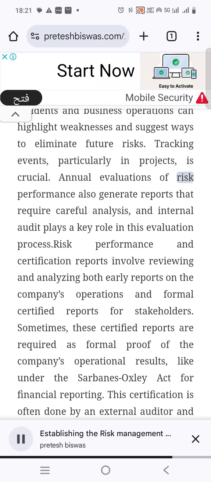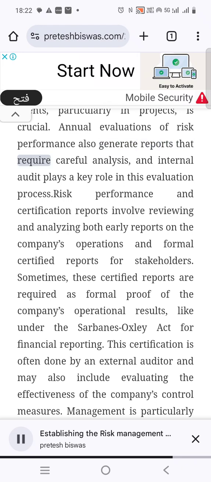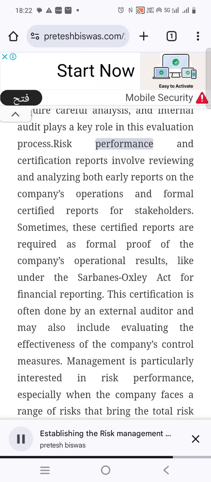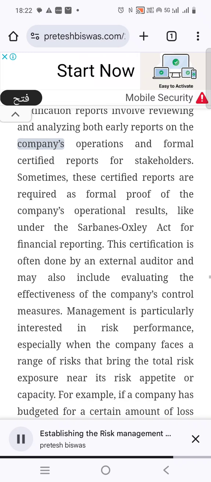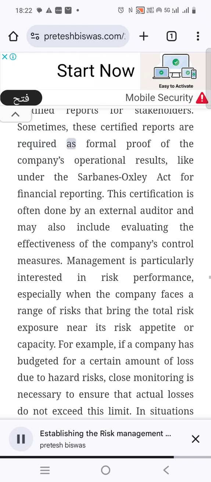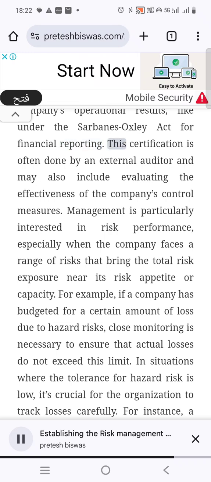Annual evaluations of risk performance also generate reports that require careful analysis, and internal audit plays a key role in this evaluation process. Risk performance and certification reports involve reviewing and analyzing both early reports on the company's operations and formal certified reports for stakeholders. Sometimes, these certified reports are required as formal proof of the company's operational results, like under the Sarbanes-Oxley Act for financial reporting.